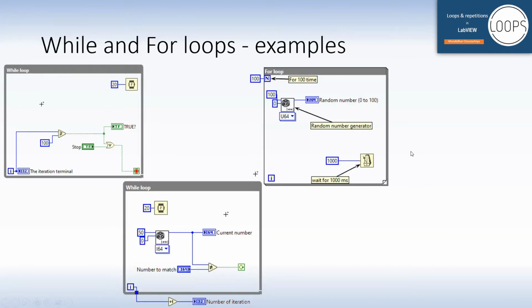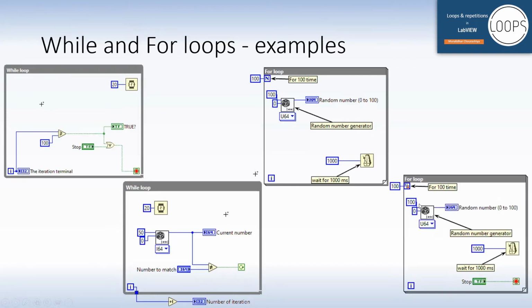Then this is the next for loop, which is called a conditional terminal for loop. This is the same code here: 100 times, 1 second each cycle, so it will run for 100 seconds. It will run for 100 times, and each time it will take 1 second to complete. So you have to wait 100 seconds to complete this program.